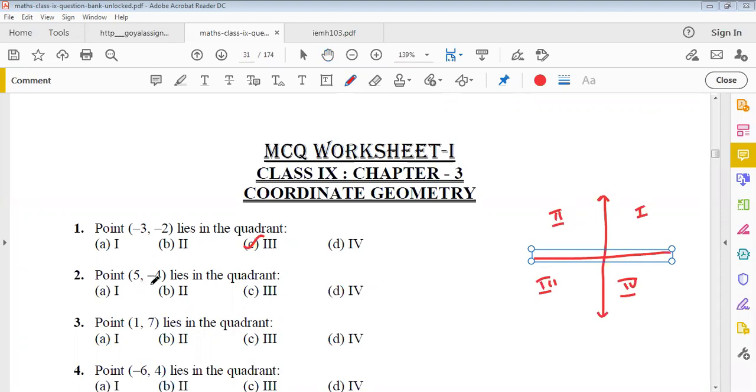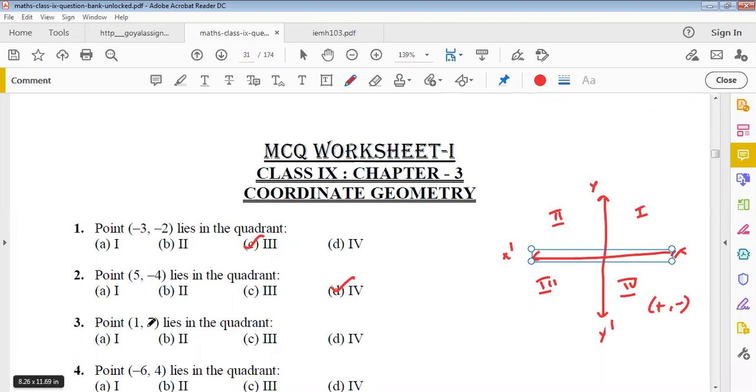-5, -4: x value positive, y value negative. The fourth quadrant. See, x value positive, this side x dash, y dash. Say x is positive, y is negative, it lies in the fourth quadrant. So plus, minus, it lies in the fourth quadrant.